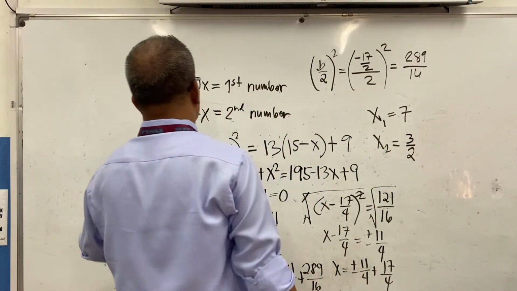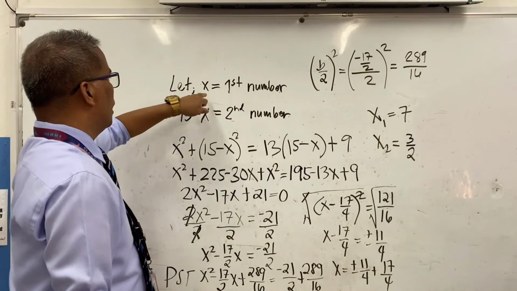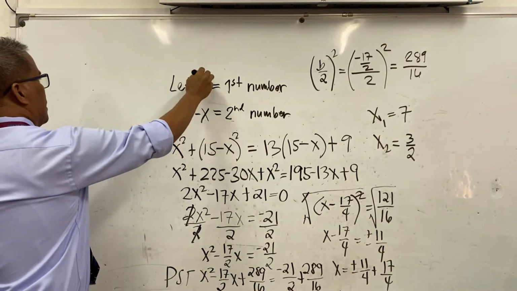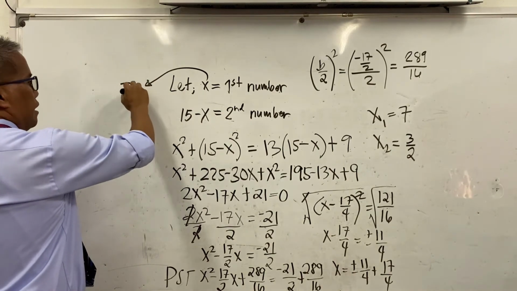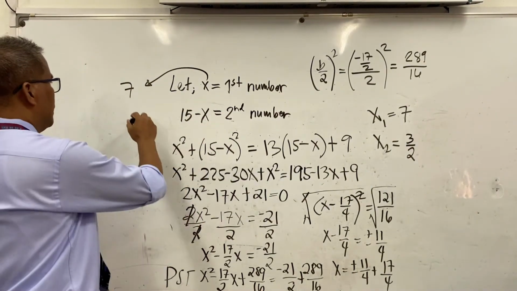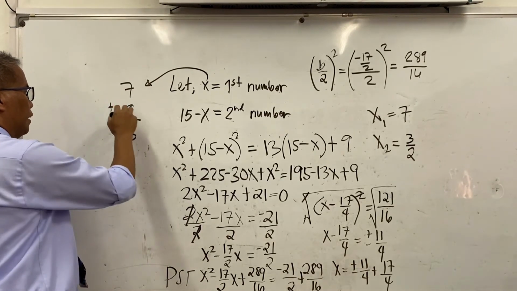Okay? So let's go back to the question. Find the numbers. So if we will use 7 here, then 15 minus 7 is 8. So the sum is 15.